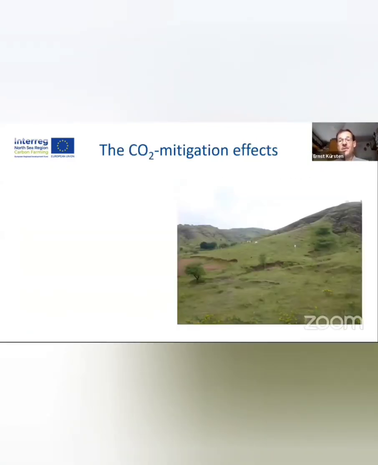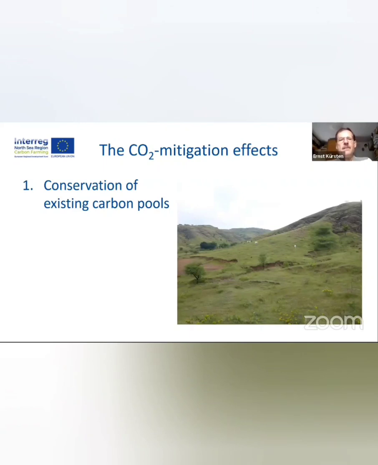So now coming to the CO2 mitigation effects, basically there are three of them. The first, of course, is conservation of existing carbon pools, meaning soil and plants are the carbon pools. Secondly, also conservation is the first thing, because many of these carbon pools are still decreasing. The right picture I took somewhere south of Pune in Maharashtra, on the way to Bangalore on the train.